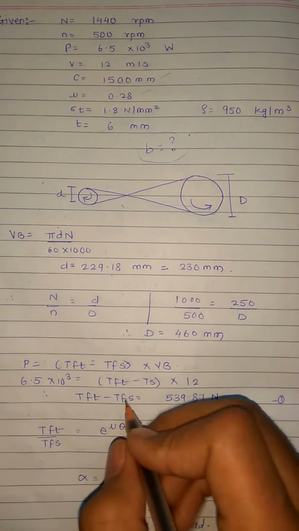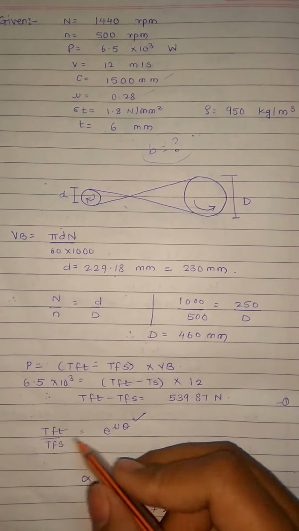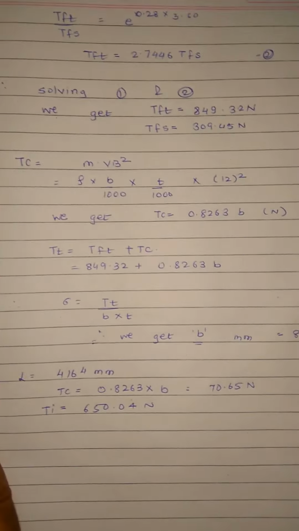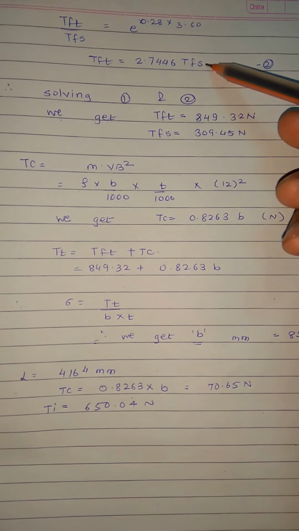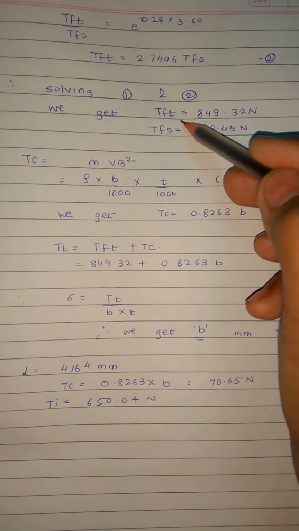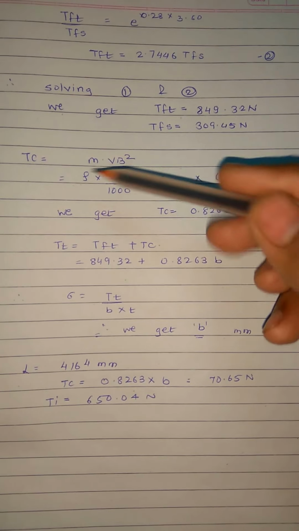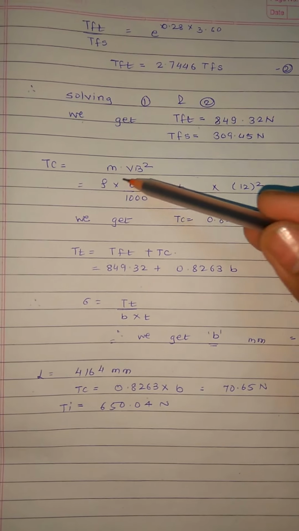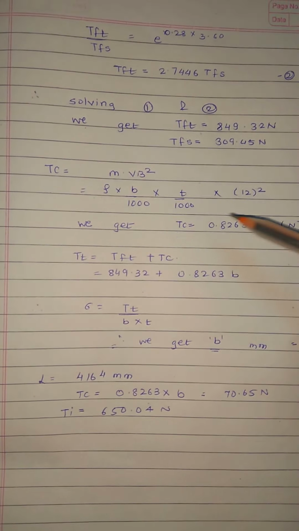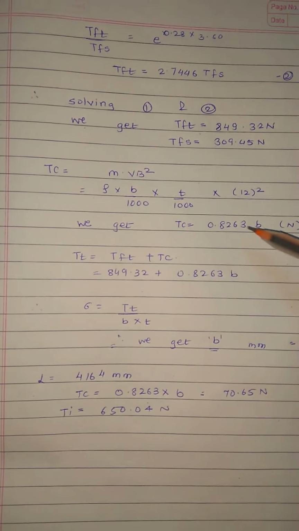Both are found out. We can substitute in the equation and find out TFT and TFS. It is TFT minus TFS, and putting this in the equation we get TFT is 2.7446 TFS. Solving 1 and 2, TFT and TFS are found out. Next we have to calculate centrifugal tension. So rho into B by 1000 into T by 1000 to convert it into meter into m V b square. We get again B as unknown, Tc is equal to 0.8263 B because B is unknown.